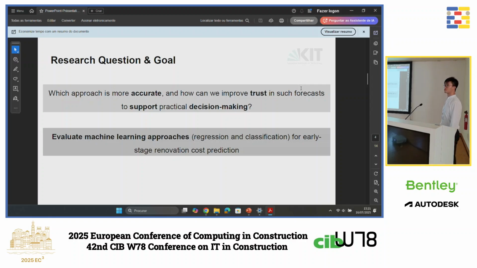So let's jump to our research question. We applied two kinds of machine learning techniques, regression and classification. Our question is which one is more accurate, and how can we improve the trust in such a forecast to support our decision making? We always say we need more data to provide a more solid prediction, but how much is enough? That's the question we want to answer. And yes, I'm going to evaluate the machine learning approach for early stage renovation cost prediction.